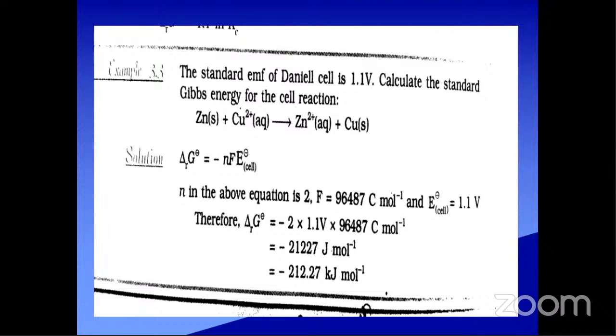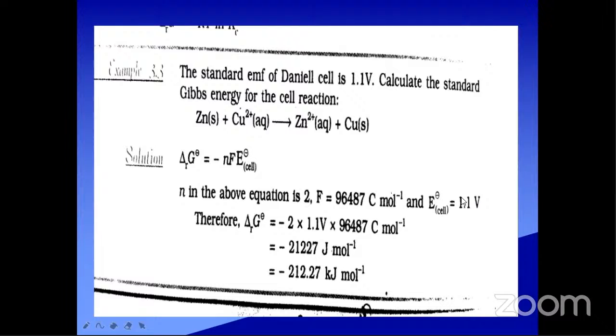Delta G naught equals minus nFE naught. We have to substitute all these values: n, F, E naught. Then we can calculate the delta G naught simply. So here, n equals 2. Then Faraday is a fixed value, that means it is a constant. We already know 96,487 coulombs per mole. This is the value of the Faraday constant. And E naught value is also given. What is the value?